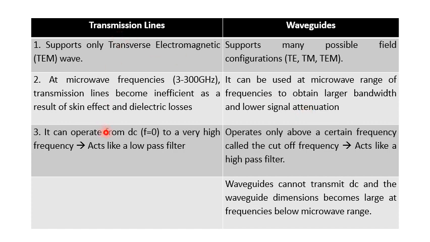Transmission lines generally operate from DC to a high frequency. That is, it acts similar to a low pass filter, whereas a waveguide will operate only above a certain frequency known as the cutoff frequency. So this acts similar to a high pass filter. A waveguide cannot transmit DC or lower frequencies. The reason is that at lower frequencies, the dimensions of the waveguide become too large.